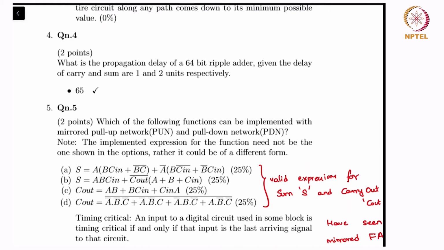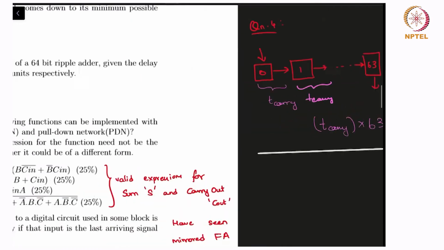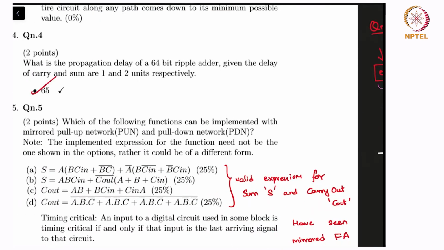What is the propagation delay of a 64-bit ripple carry adder given the delay of carry and sum are 1 and 2 units respectively? So this is the working out of the ripple carry adder delay. You'll have 63 T carries, right? So you'll have a T carry here and another T carry here, and then you'll have a T sum for the final one. So 63 into T carry plus T sum, you get 65.